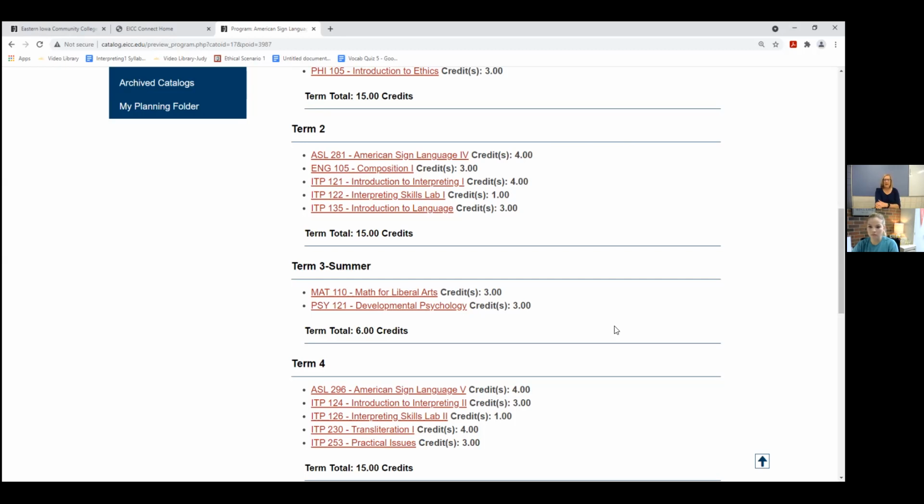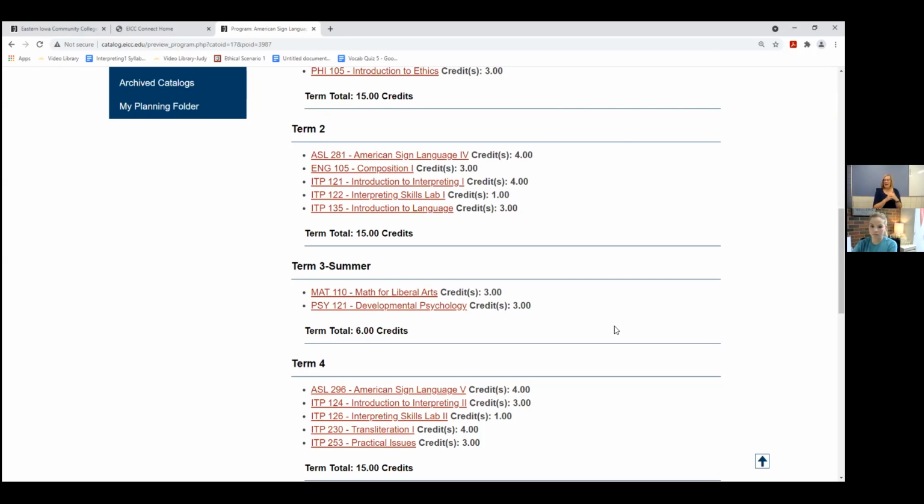Math is everywhere, and I don't want to scare you. It's not like interpreters do math themselves all the time, but we need to be able to sign and speak in English about math and about numbers. So that's why a math course is in our department. And also, there are students who will take our associate's degree level education and continue on to get a bachelor's degree. And that Math for Liberal Arts is one of those courses that pretty much qualifies you to not have to take a math course at another college. It'll be done and out of the way.